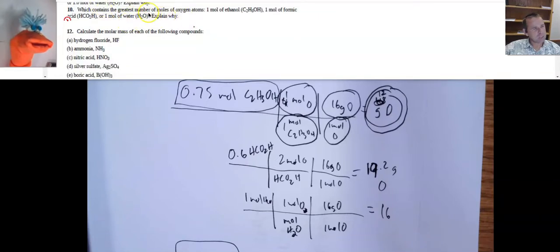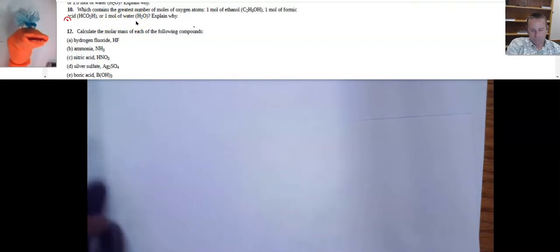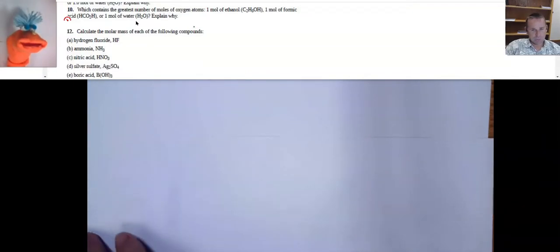Which has the greatest number of moles of oxygen atoms? All right. So a mole of the ethanol, a mole of the formic acid, or a mole of the water? Well, that's kind of straightforward. Why? Because we know how many moles of oxygen there are in each one of those. And if we have a mole of each, then it's just that 1 times how many oxygens there are.